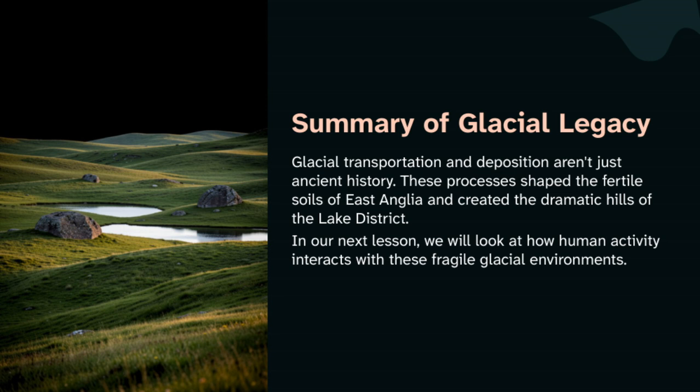This material is called till, and it is usually unsorted. Deposited till can form landforms such as moraines and drumlins. Erratics are large boulders transported and dropped by ice, often in areas with a different rock type. These features help geographers understand past glacial movement, past climate, and landscape history.